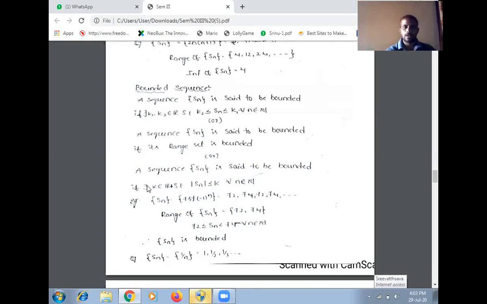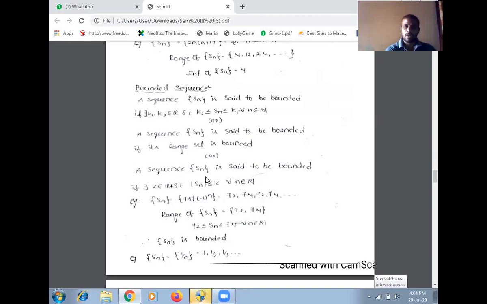So another definition here: a sequence Sn is said to be bounded if there exists k belonging to R such that mod Sn is less than or equal to k for all n belonging to N. So mod Sn less than or equal to k means minus k less than or equal to Sn less than or equal to k. So minus k is the infimum of Sn, plus k is the supremum of Sn. Minus k అనేది అనుక్రమం Sn కు గరిష్ట దిగువ హద్దు, plus k అనేది అనుక్రమం Sn కు కనిష్ట ఎగువ హద్దు అవుతుంది.